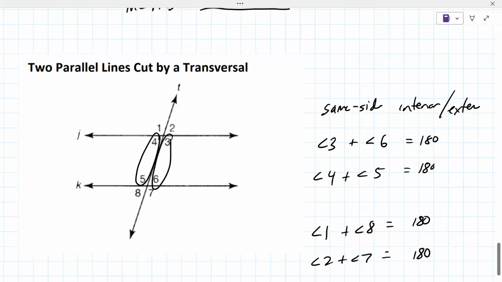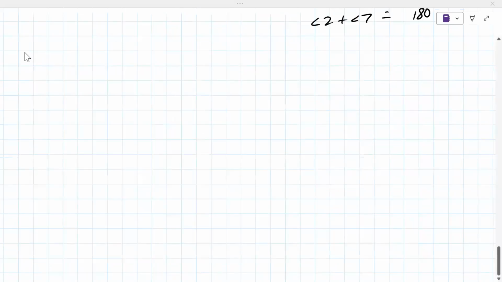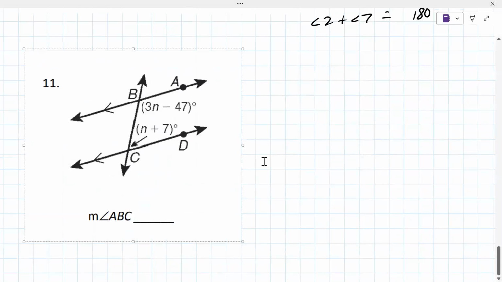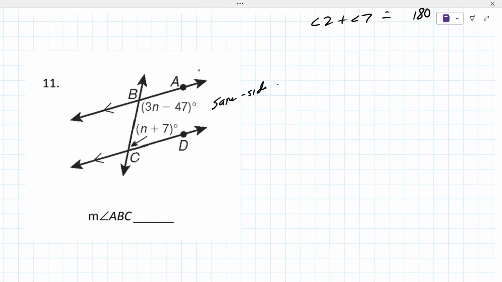So notice the key difference here is that these don't equal each other. They add up to something. So just a minor difference there. Okay. Let me see if there's any problems that are already made up like that. Yeah. Okay. So here is one. They're a little bit more algebraically intensive, but they are doable. So these two angles here are on the same side interior, which means that they add up to 180.